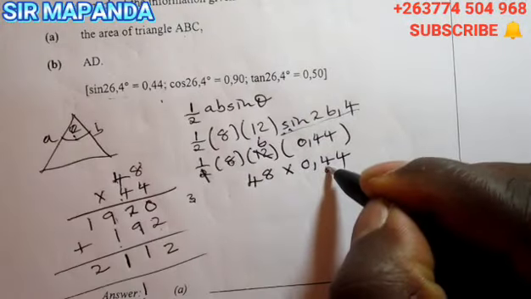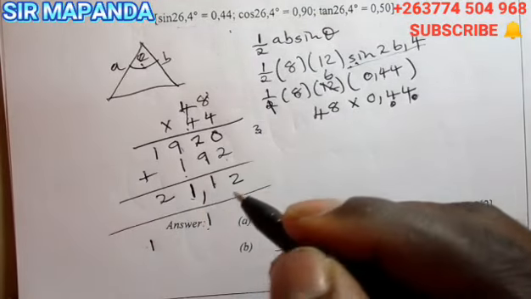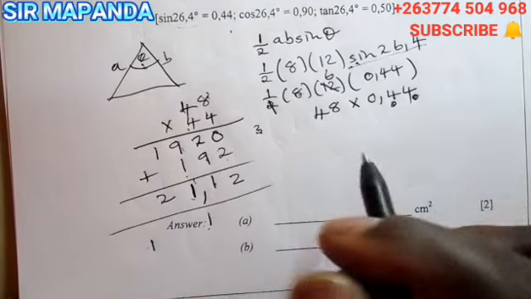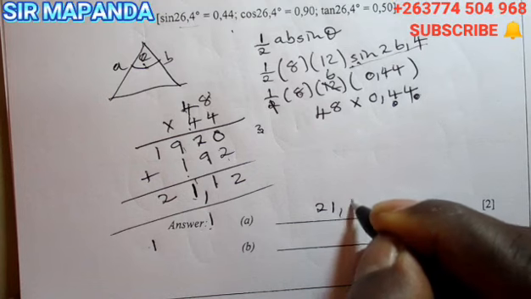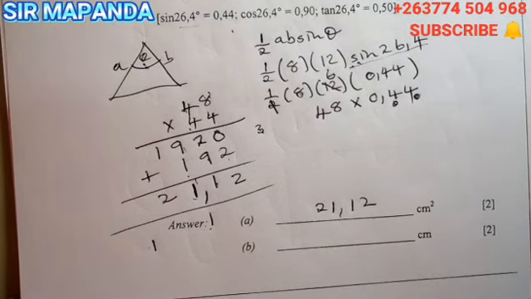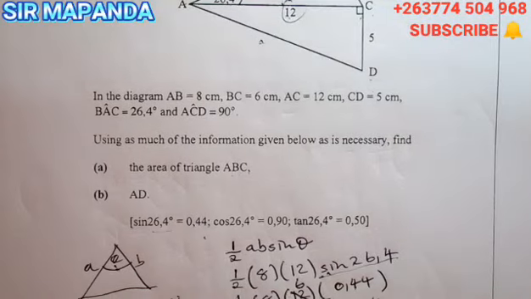So do not forget that we have 2 decimal places here. So I'm going to put a comma between 1 and 1, so that 1 and 2 becomes the 2 decimal places. So my final answer is 21,12. I hope you are following, class. We are now moving on to part B of the question.